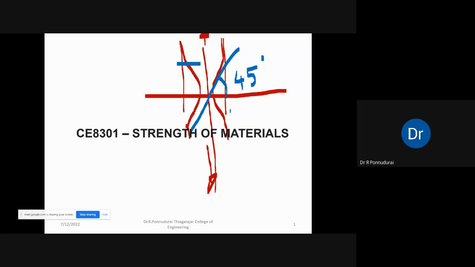Yes, am I audible? Yes sir, audible sir. Okay. So anybody can elaborate why the neck formation takes place in the given specimen? Why at all does the area of cross section have to reduce?